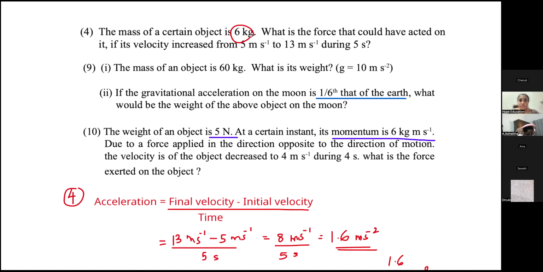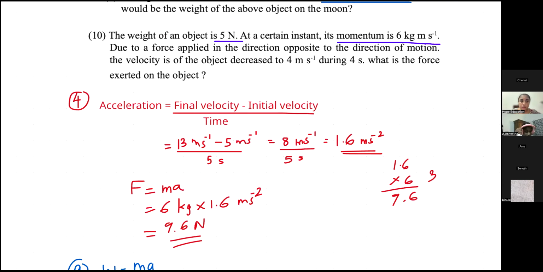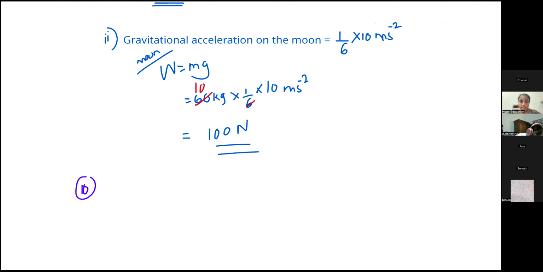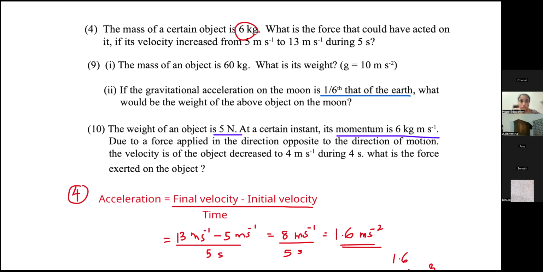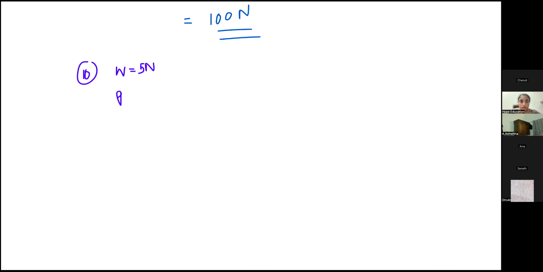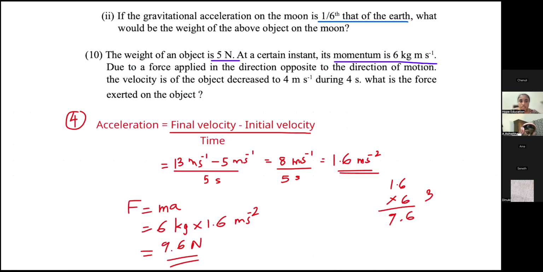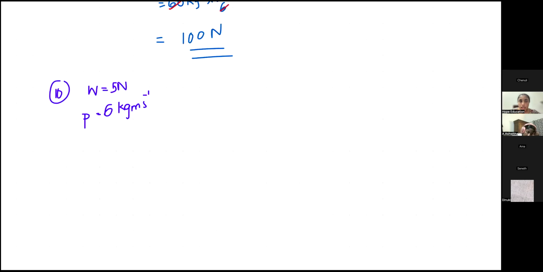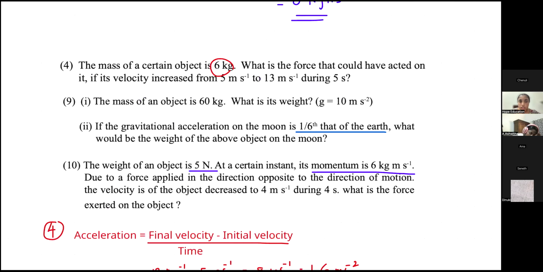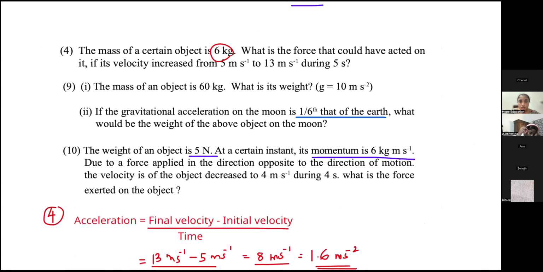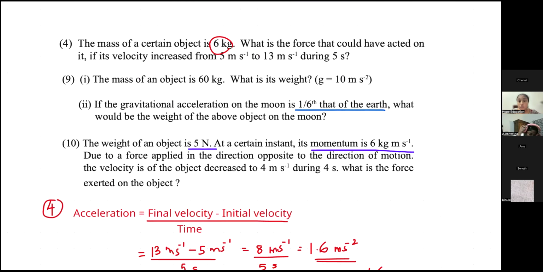Okay, we'll start discussing. Weight of an object is 5 newtons. Let's write down what we have. Weight is 5 newtons. Momentum is 6 kg ms minus 1. This is supposed to be P, momentum. So this object is moving, no. But now since a force was applied in the other direction, its velocity decreases to 4 ms minus 1 within 4 seconds, right?